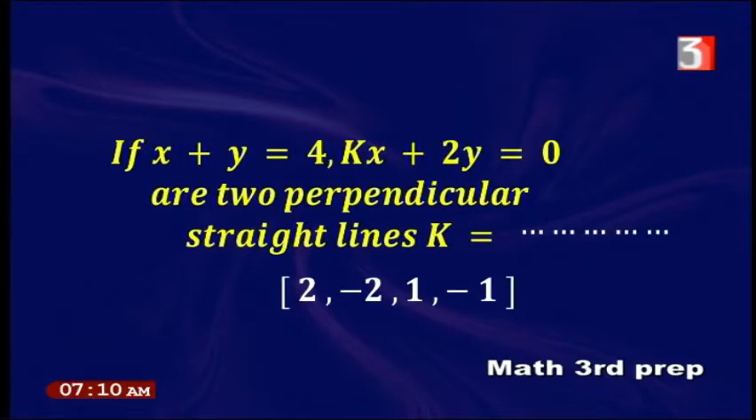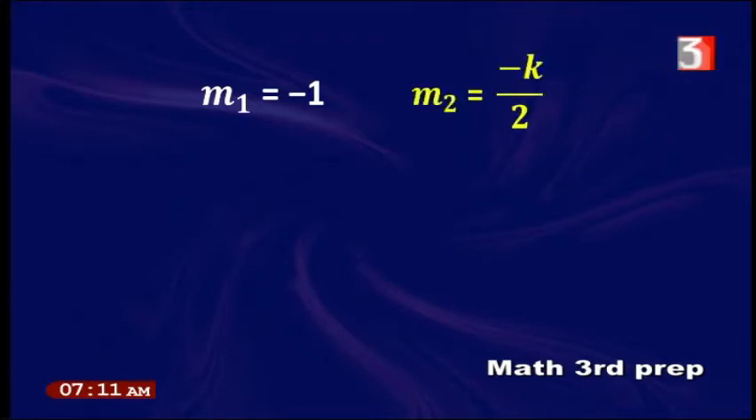Then what about the slope of the first line? It is m1, which is negative coefficient of x over coefficient of y. So it is negative 1 over 1. Then the slope of the first line m1 will be negative 1. What about the slope of the other line? It is m2, the negative coefficient of x over coefficient of y. So m2 equals negative k over 2. Their product is negative 1. Then m1 times m2 equals negative 1.